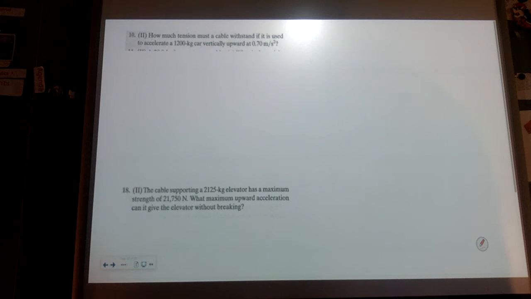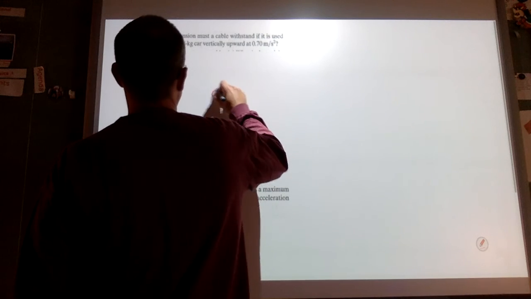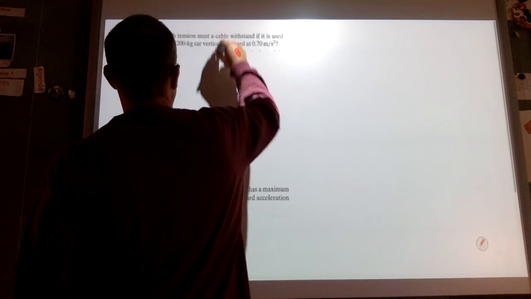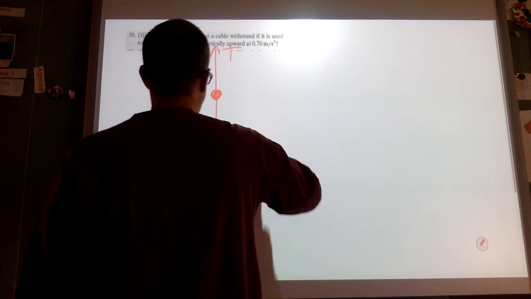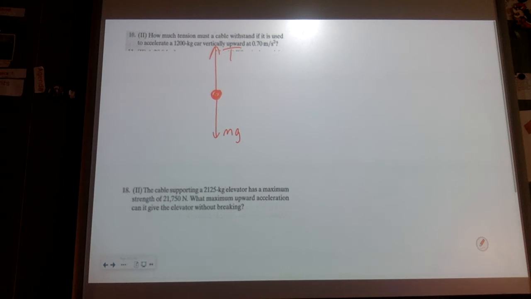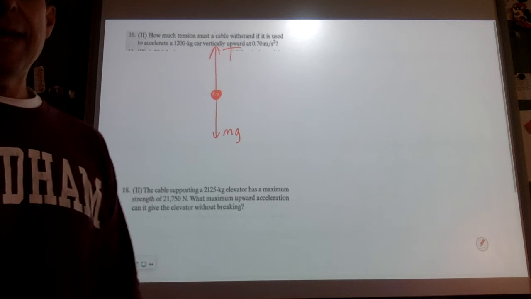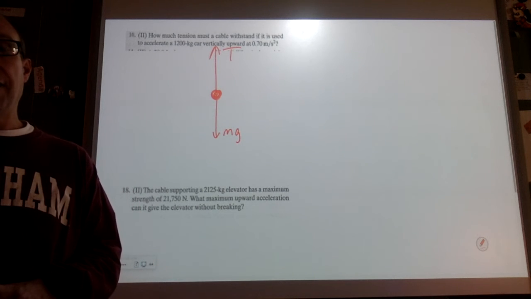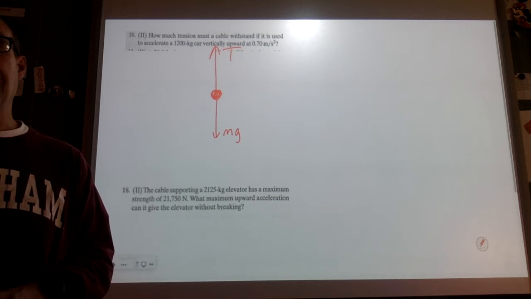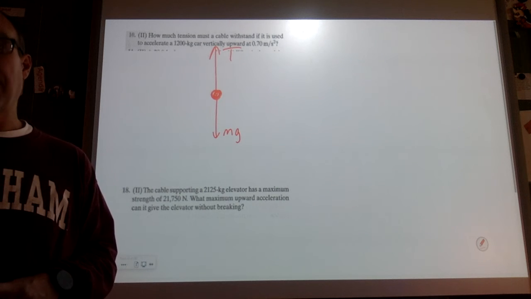All right, so a couple examples. How much tension must a cable withstand if it's used to accelerate a 1,200 kilogram car vertically upward? So we have a force of tension up. We have mg down. So this cable has to do 2 things. It has to lift the car, and then it also has to have an extra force in it to accelerate the car.